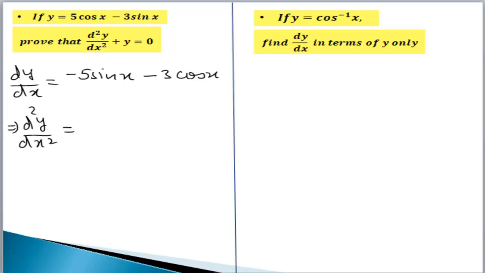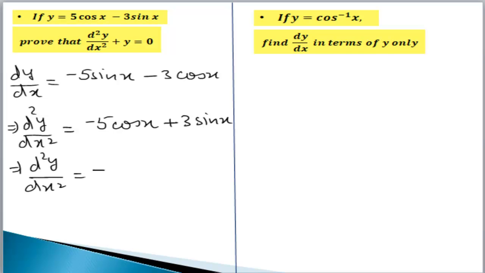So derivative of 5 sin x will be 5 cos x, and that of 3 cos x will be minus 3 sin x. So this reduces to plus, so plus 3 sin x. Now over here you will find on the right hand side, if we take minus sign common, it is 5 cos x minus 3 sin x.